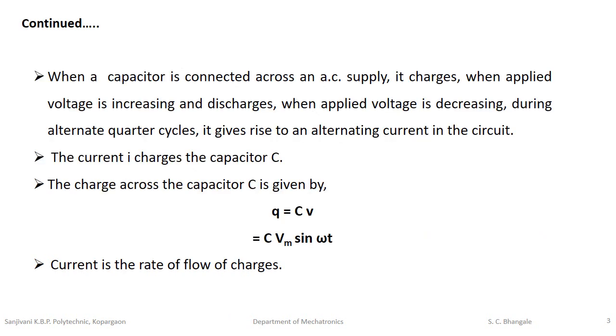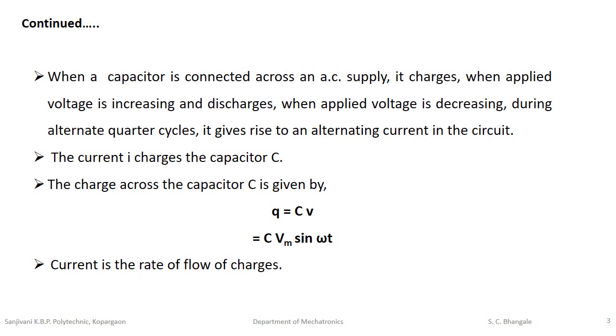When a capacitor is connected across an AC supply, it charges when applied voltage is increasing and it discharges when applied voltage is decreasing. During alternate quarter cycles, it gives rise to an alternating current in the circuit. The current I charges the capacitor C. The charge across the capacitor C is given by the equation Q equals C into V. If we put the value of V, which is Vm sin omega t, the equation becomes Q equals C into Vm sin omega t.